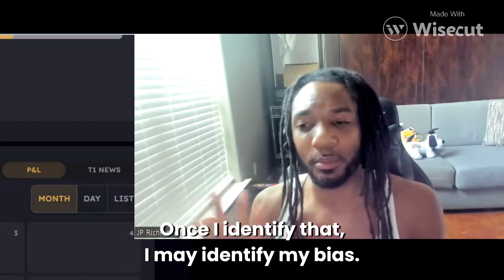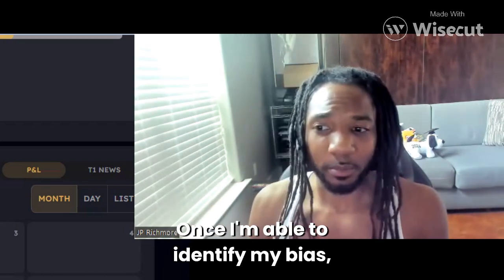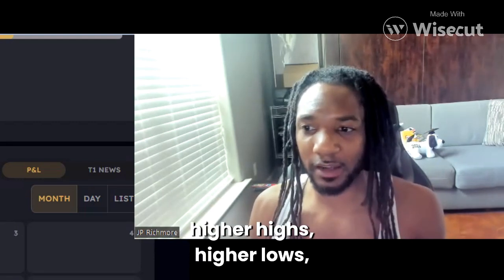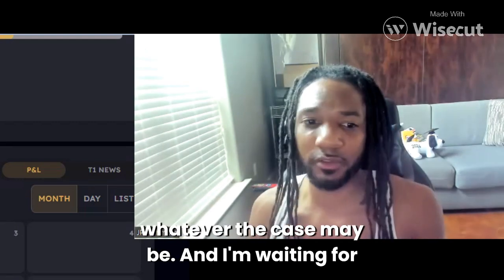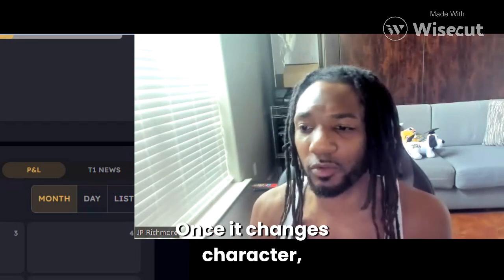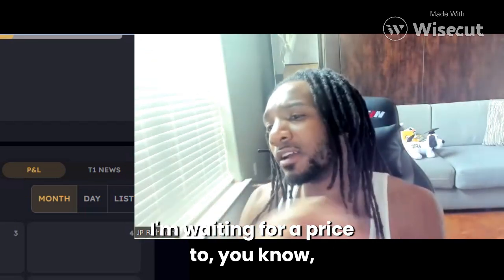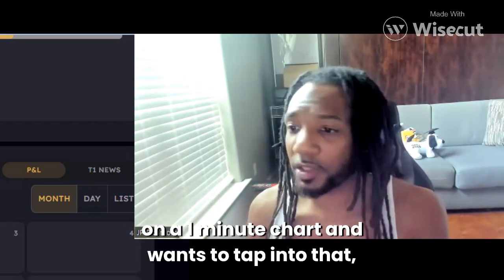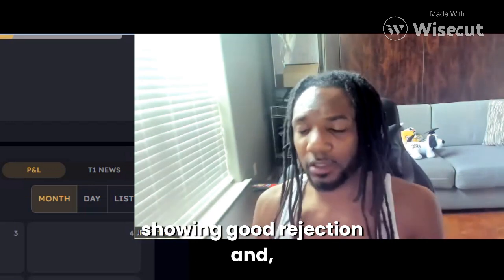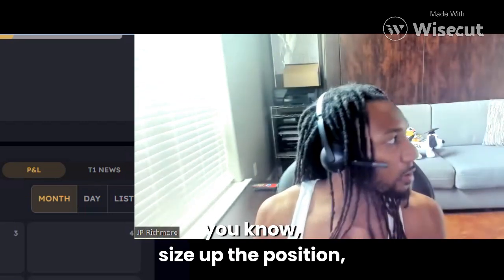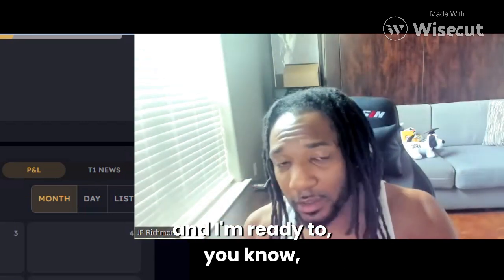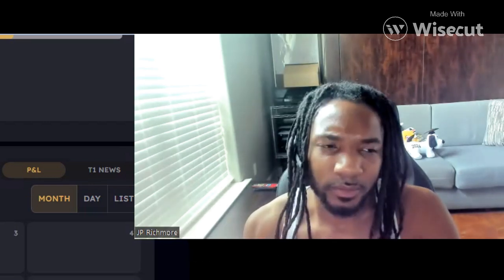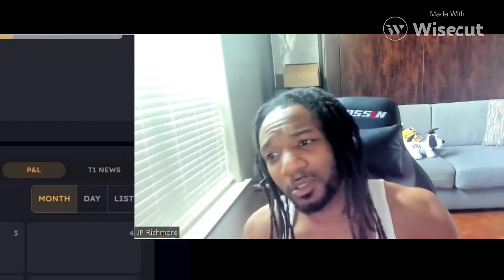Once I identify that, I'm able to identify my bias. Once I identify my bias, I'm able to map out market structure, the higher highs and higher lows, or the lower lows and lower highs, whatever the case may be. I'm waiting for price to change its character. Once it changes character, I'm waiting for price to tap back into the nearest fair value gap on a 1 minute chart. Once it taps in there showing good rejection, I size up the position, pull the trigger, and let the apples fall where they may. I think that's how you say the saying, but that's how I'm saying it.